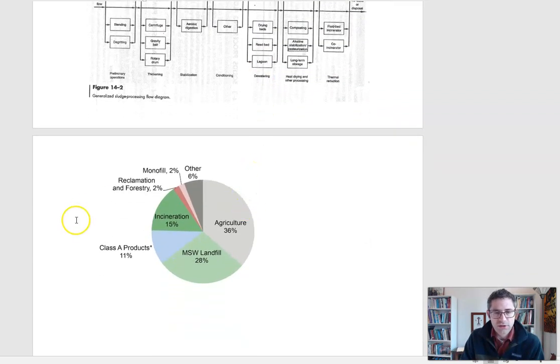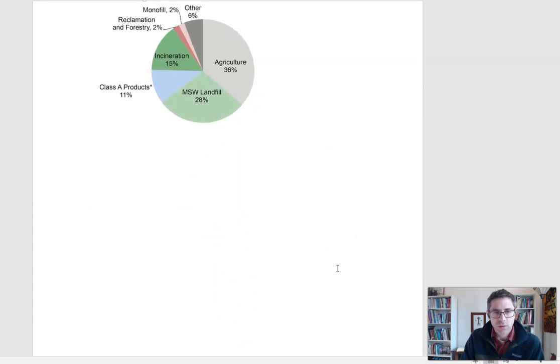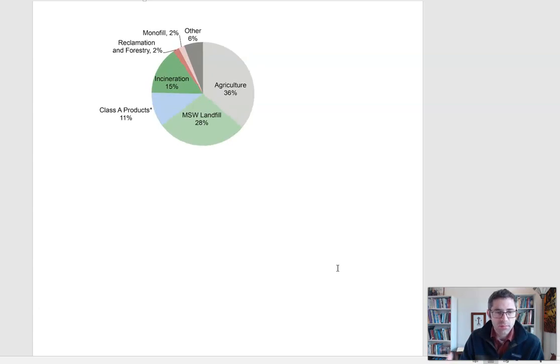This is a little diagram just showing in the United States approximately where all the biosolids wind up or how it's used. So about 28% goes to municipal solid waste landfill, 36% is reused in agriculture, 11% in Class A products. So this would be like a biosolids product you could buy like in Newberg, or a pelletized product that would go to a hardware store that you could buy. Something that's not just biosolids straight into agriculture. Incineration, 15%. And then you've got some forestry applications, construction fill, other.